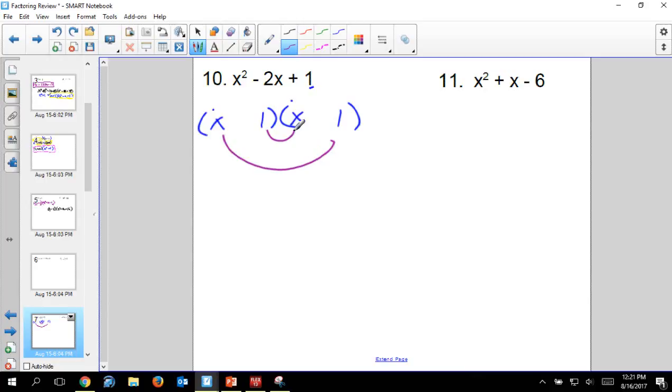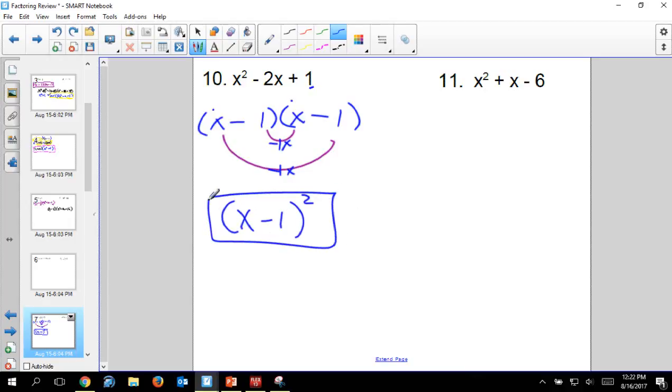Elijah, what did you say? Put subtraction signs. Okay. And then that will give me a negative 1x. And a negative 1x, good, that adds up to give me a negative 2x or a minus 2x. All right, so is this how you write your answer? How do we write our answer? You're going to write it as x minus 1 squared. When they're exactly the same, you are going to combine them and write it as a perfect square.